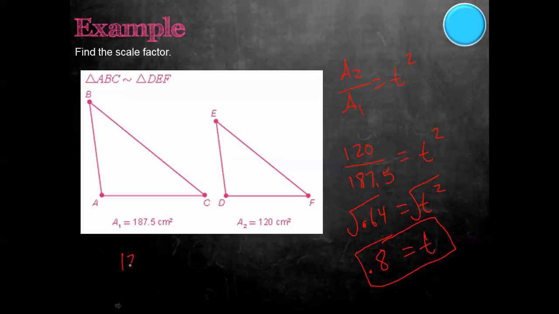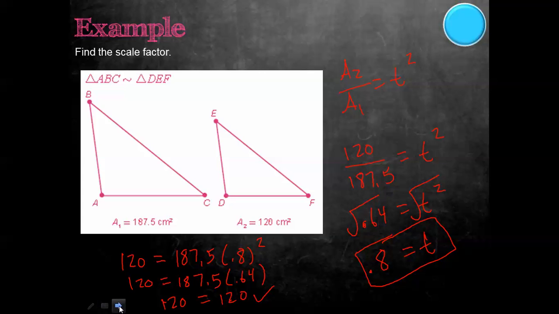And again, you check it, right? 120, your new area, should equal the old area times your scale factor squared. Okay, so 120 should equal 187.5 times 0.64. And it does. 120 equals 120. So I know that that's correct. And that is the end of area and volume ratios, part 1.